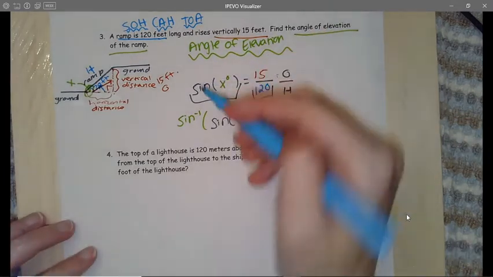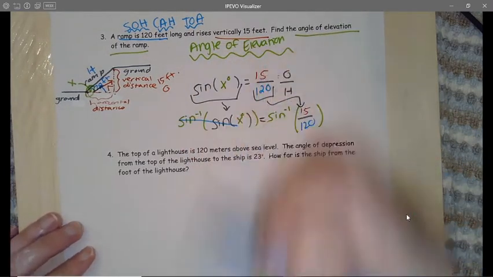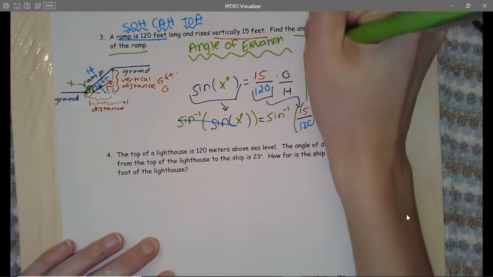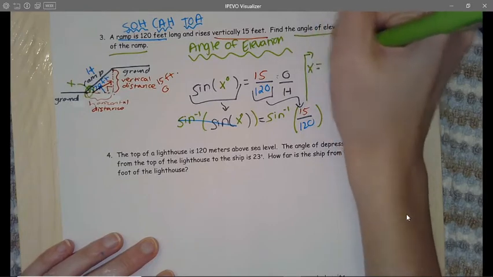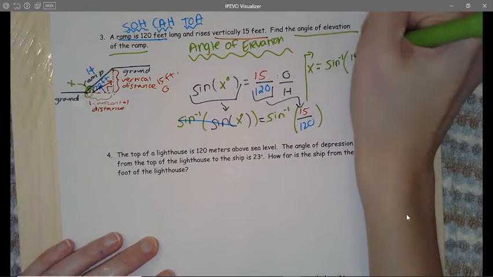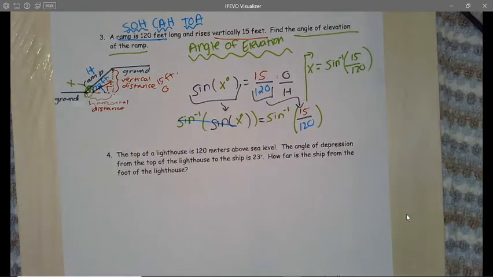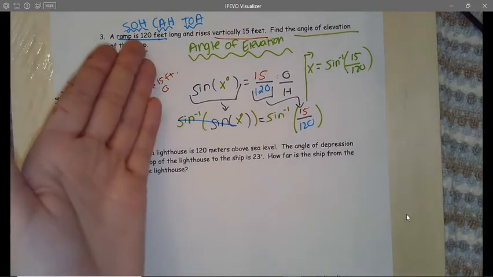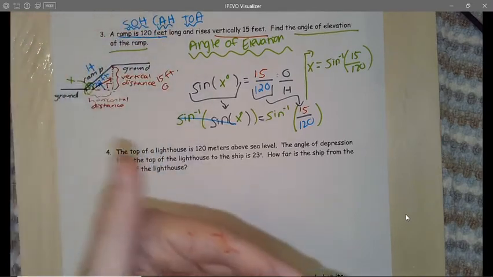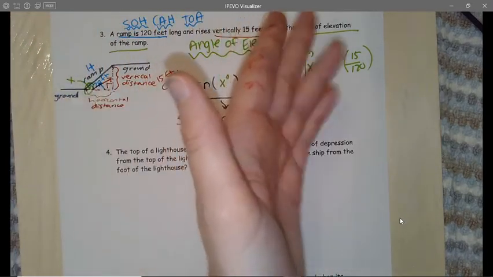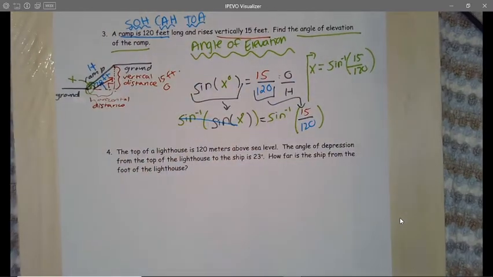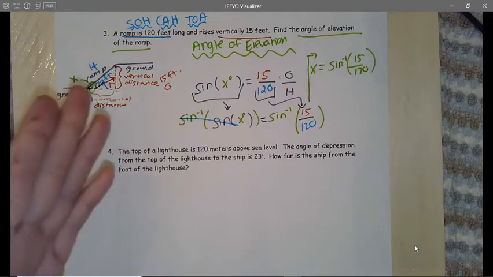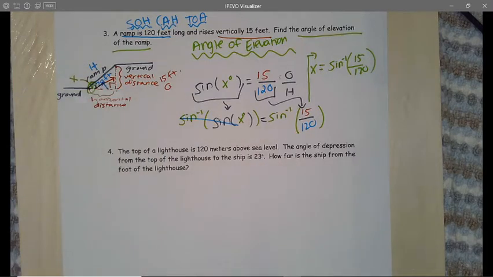Which, guess what, you guys? The inverse sine and the sine cancel each other out, which means I'm left with x. So x is going to end up equaling the inverse sine of 15 over 120. And from here, we just need to solve. And we're solving, okay, I was actually wrong. Since we're solving for an angle, our units won't be in feet, they'll be in degrees. So I guessed wrong. See, it's always good to check yourself at the end. So my answer will be in degrees since we're talking about an angle measure.